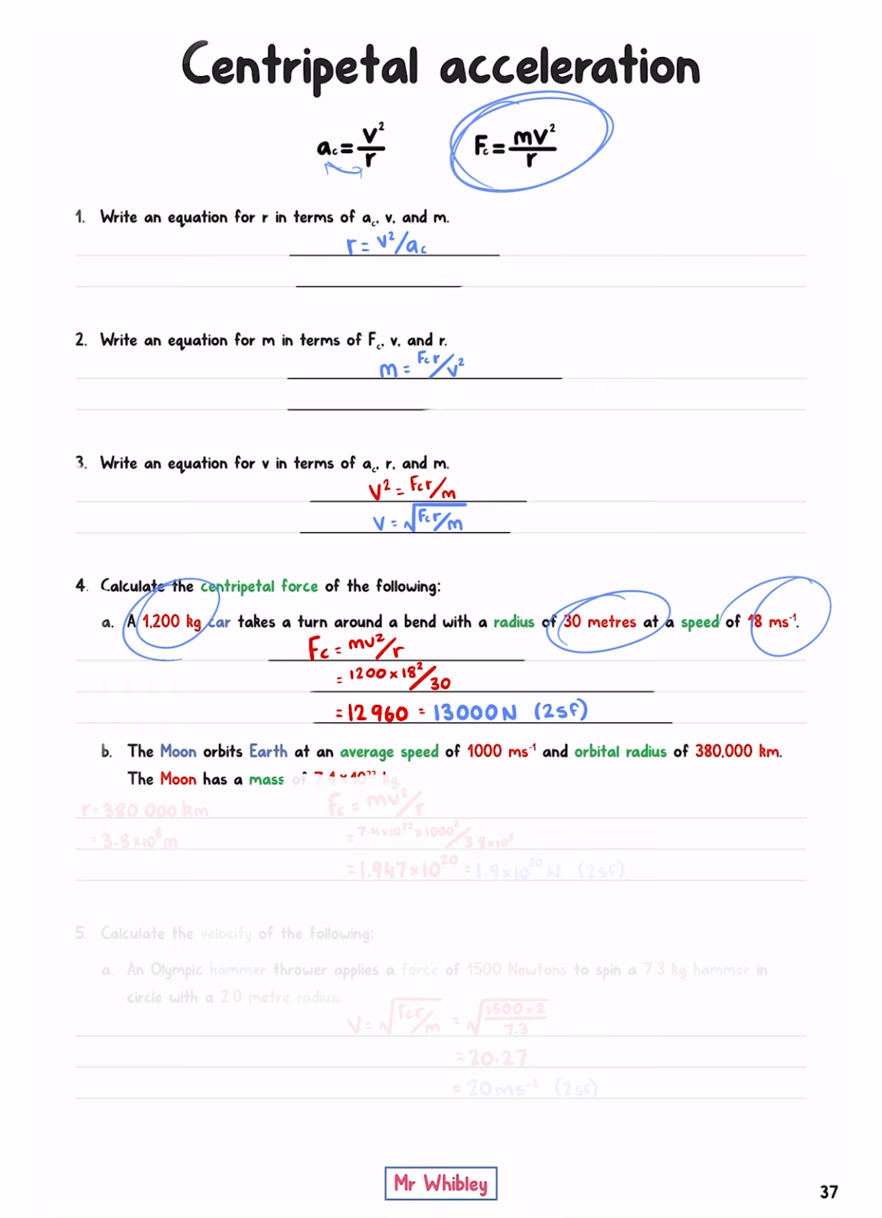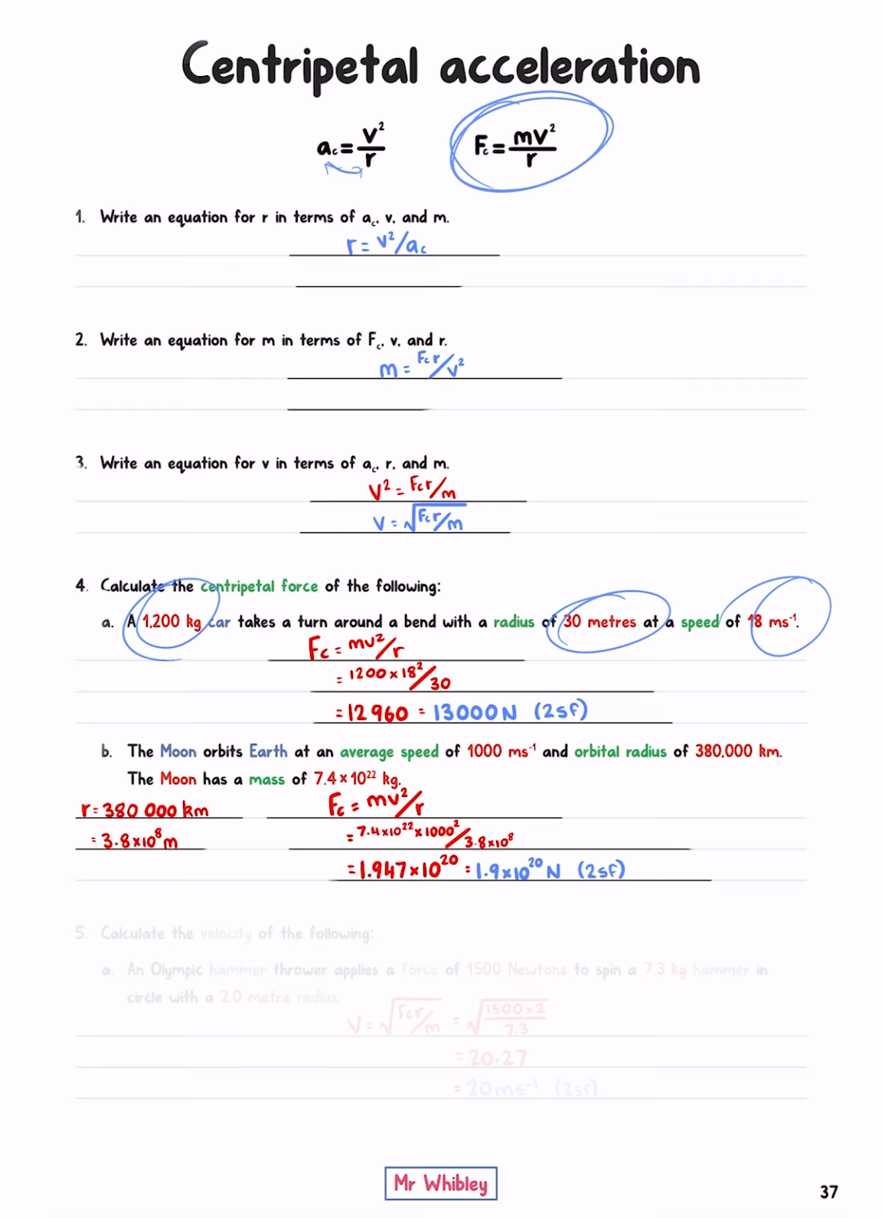The Moon has a mass of 7.4 times 10 to the 22 kilograms. We know our radius is 380,000 kilometers, which is 3.8 times 10 to the 8 meters. Taking our centripetal force equation and putting all of our values in gives me 1.947 times 10 to the 20, or 1.9 times 10 to the 20 newtons to two significant figures.